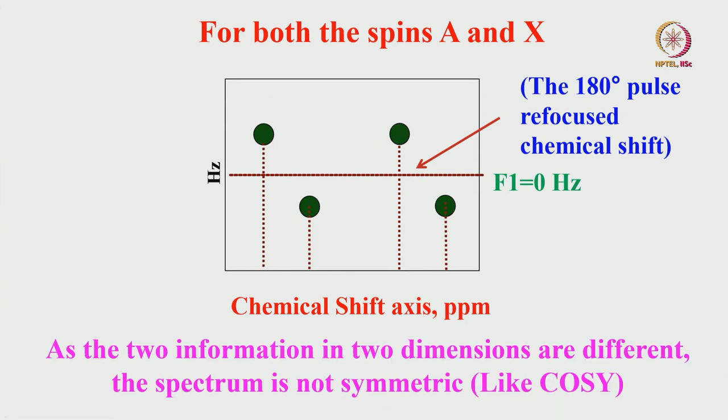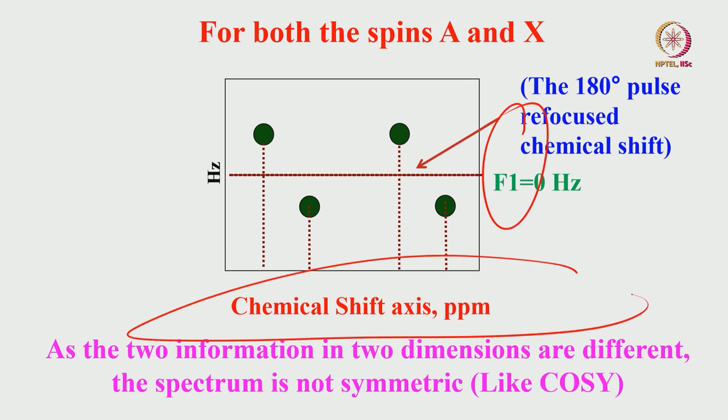So as the information in the two dimensions is different, the spectrum is not symmetric. That's why, analogous to your homonuclear COSY, TOCSY, etc., this is not symmetric. Because the two parameters are completely different. Here J coupling is of the order of 10 to 15 hertz. Here chemical shift in this dimension is of the order of several thousands of hertz. So you cannot get a symmetric spectrum. Like COSY or TOCSY, they are not symmetric. So the J-resolved spectrum is not symmetric.